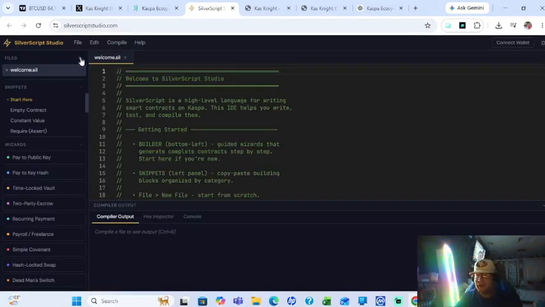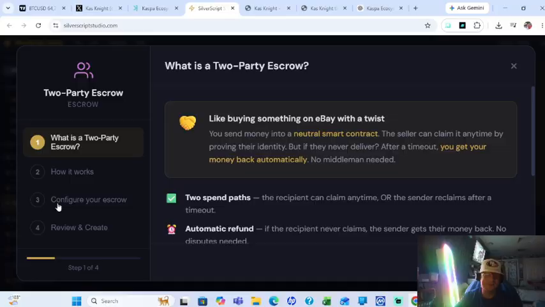I'm going to talk about two-party escrow, not third party. What is two-party escrow? Like buying something on eBay with a twist. You send money into a neutral smart contract. The seller can claim it anytime by proving their identity. What if they never deliver? After a timeout, you get your money back automatically.